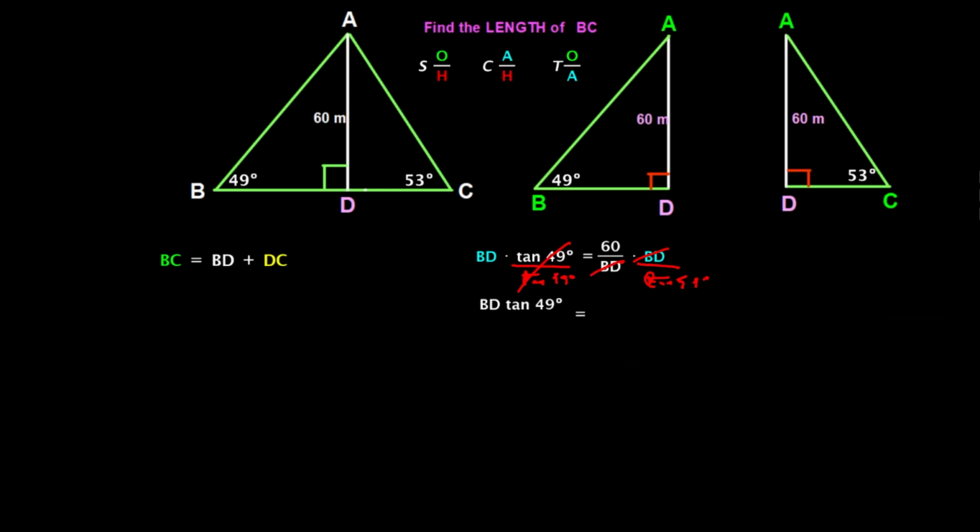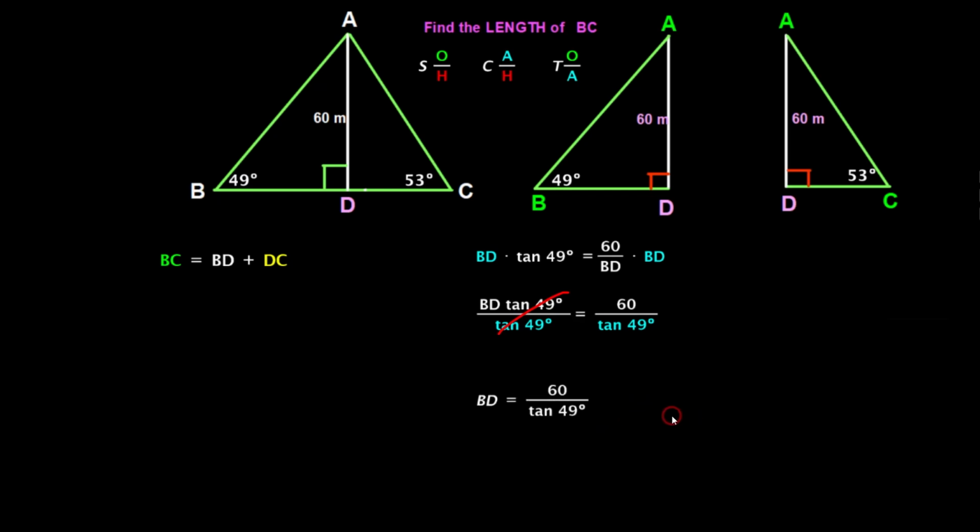Now let's see everything in a clean place. That's 60. Now we divide both sides by tan 49. I've just shown you the rough work. Doing that, the tan 49 value is gone, so BD is isolated, and the value of BD is very simple. BD equals 60 divided by the value of tan of 49 degrees.